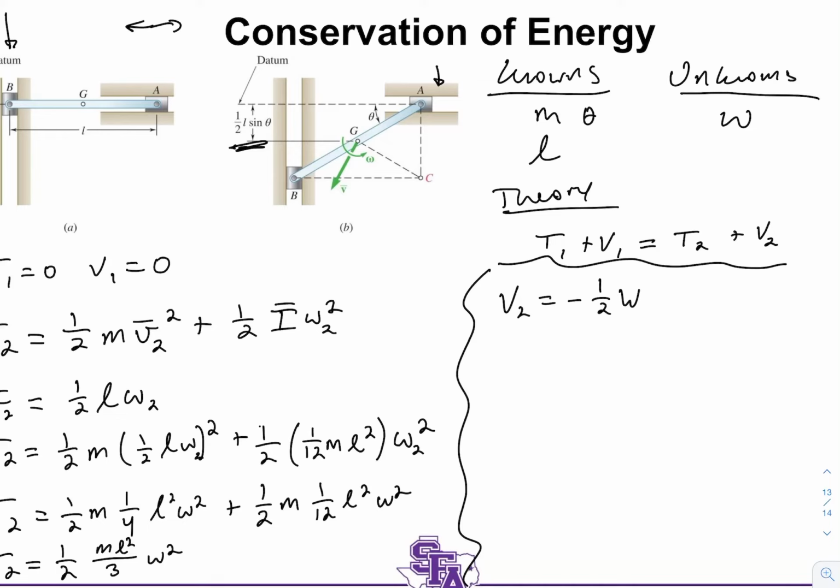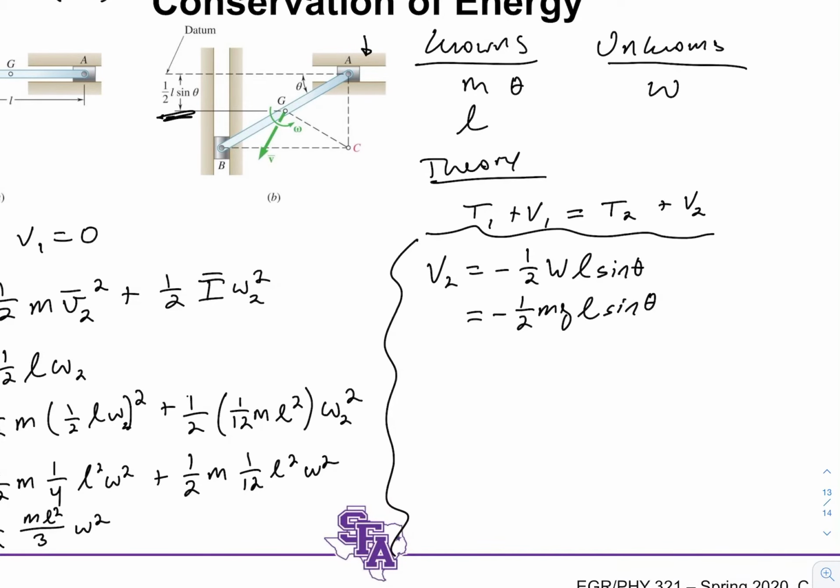So potential energy at state 2 can be found by looking at the drop, the distance in which it changed. Okay, and so since that's equal to really negative 1/2 of the weight multiplied by the distance that it went, right, the L sine theta, I can replace this and say it's equal to negative 1/2 mg L sine theta. So now putting these back into my equation, my overall equation T1 plus V1 is equal to T2 plus V2.